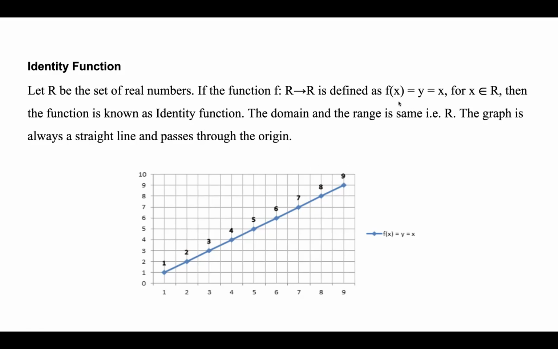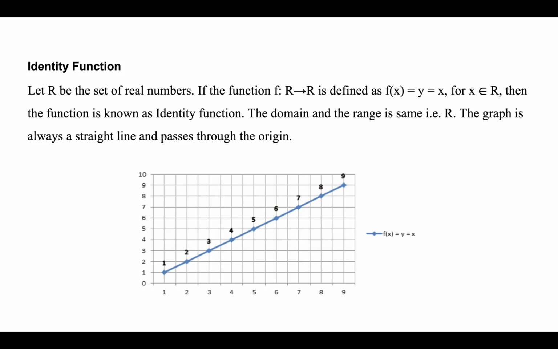For f of x, it is not going to change the value of x. The domain and the range is same, that is R. The graph is always a straight line and passes through origin. It also passes through origin because x equal to 0, y equal to 0. Same values are for x and y.